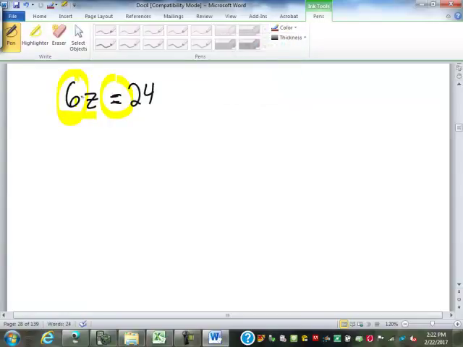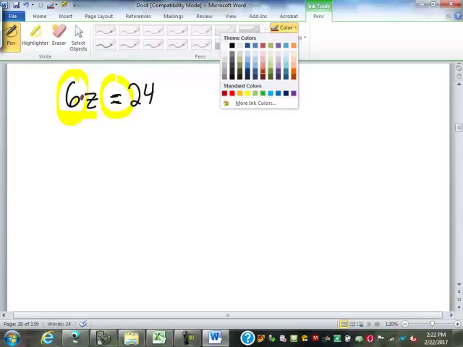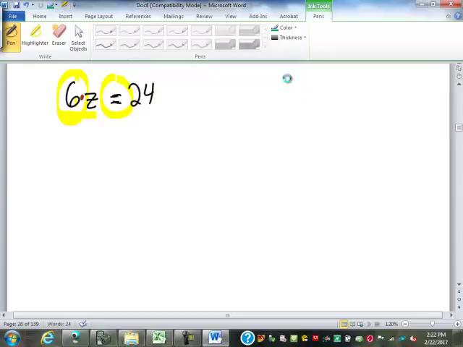The 6 is multiplying the z. So to take it apart, to remove it, we have to do what? Divide. So divide by 6 to remove that 6. Leaves us with z. And of course, we have to do exactly the same thing to the other side. 24 divided by 6 is 4.